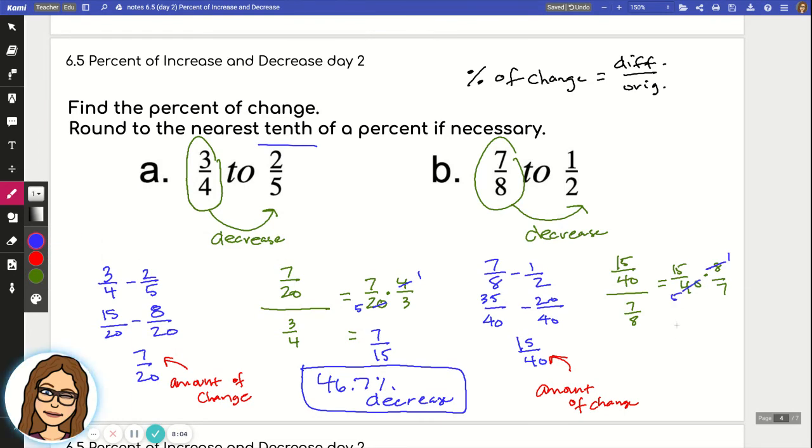This would be a 5, and I get 15 over 35, which again you could simplify to 3/7, but you don't need to, because you're just going to divide 15 by 35 and multiply by 100 to make it a percent. This is going to be 42.9% when we round to the nearest tenth, decrease. So everything is the same, it's just not as friendly of numbers. Difference over original.